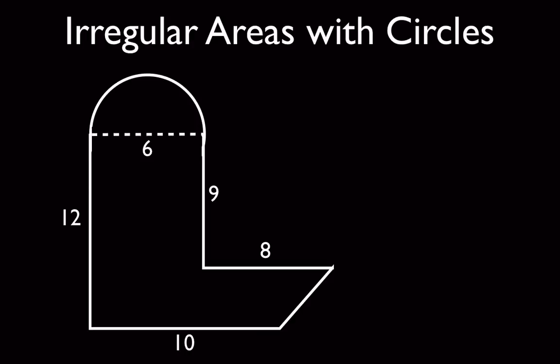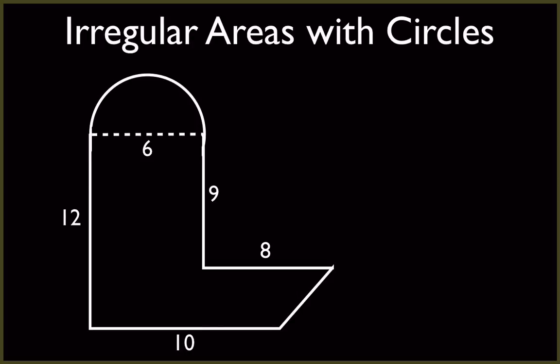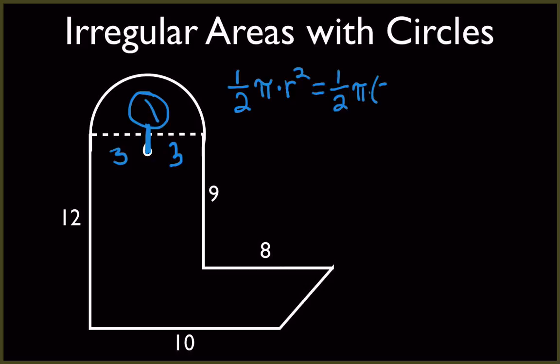Alright, so the first thing I'm going to do on this one is try to break it up. When I try to break it up, the first thing you should notice is that you have half a circle right there. That means the formula for that is going to be 1/2 pi times radius squared. So now you have to ask yourself, what is my radius? Well, my radius is halfway across the circle. However, this 6 that it gave me is the whole way, so each half would only be 3. So from there, I can go ahead and say 1/2 pi times 3 squared.